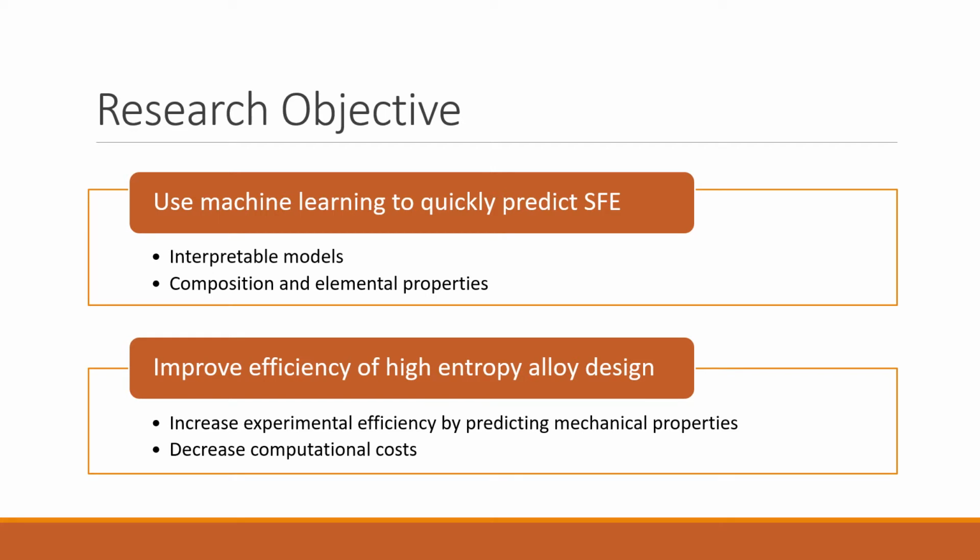I have looked into developing models based on composition, but the real end goal is to develop a model based on elemental properties so that the model can hold true for a greater variety of systems. Long-term, such a model will improve the efficiency of HEA design by increasing experimental efficiency through the prediction of mechanical properties beforehand. Additionally, computational costs are reduced.